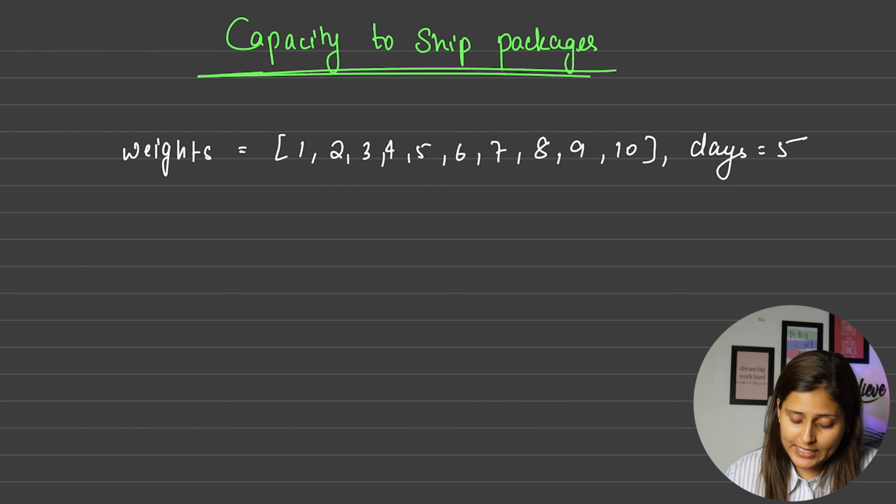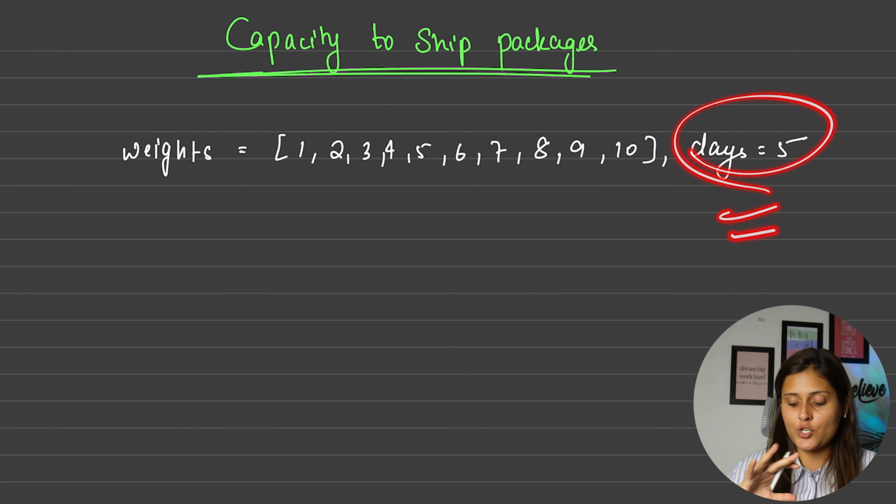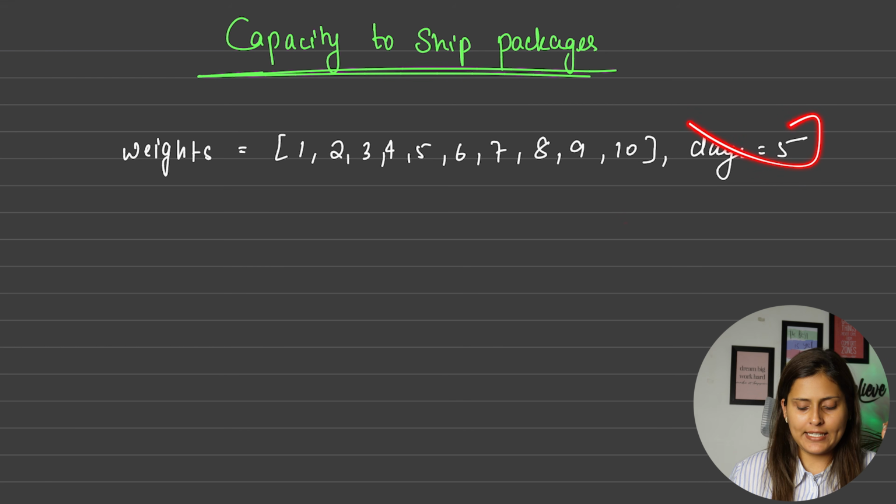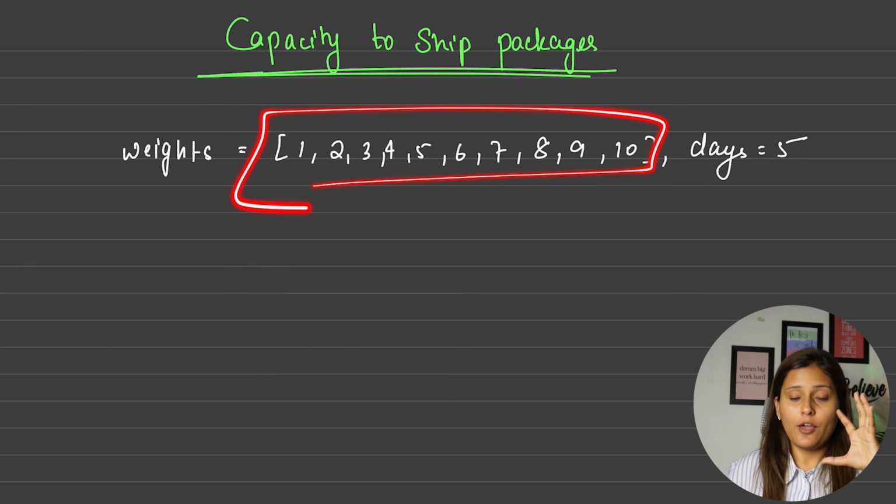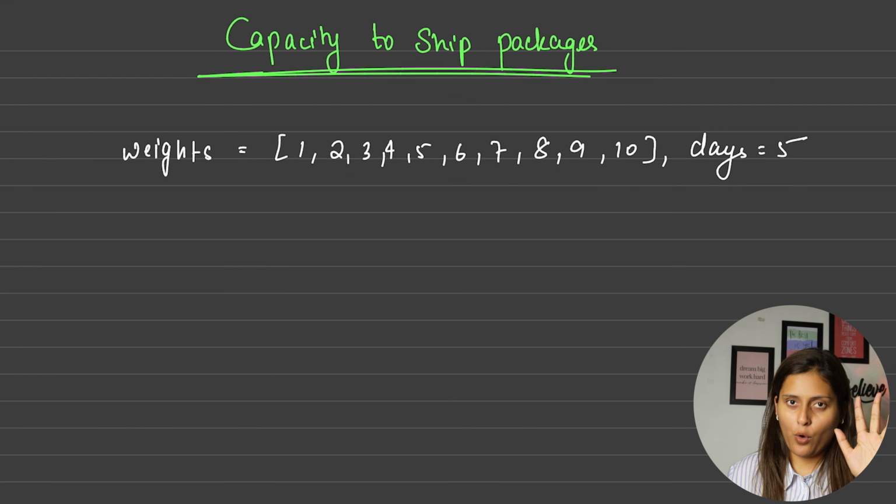So let's jump onto the screen. The question said we have been given the weights array, and we have to basically ship all within D days. That we will see later, but let's focus on this. We have to return the minimum capacity.